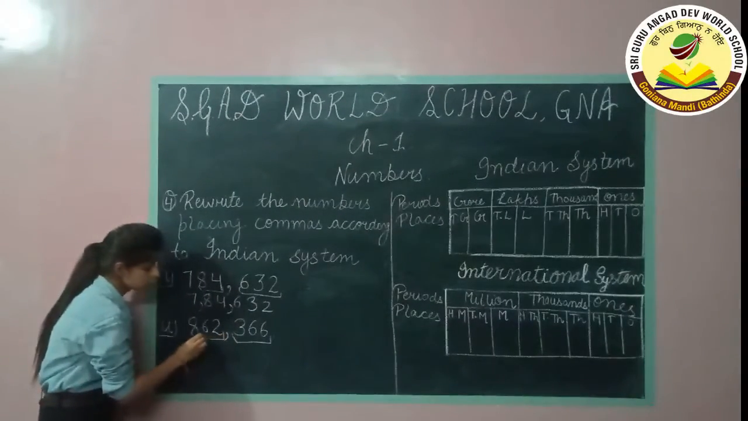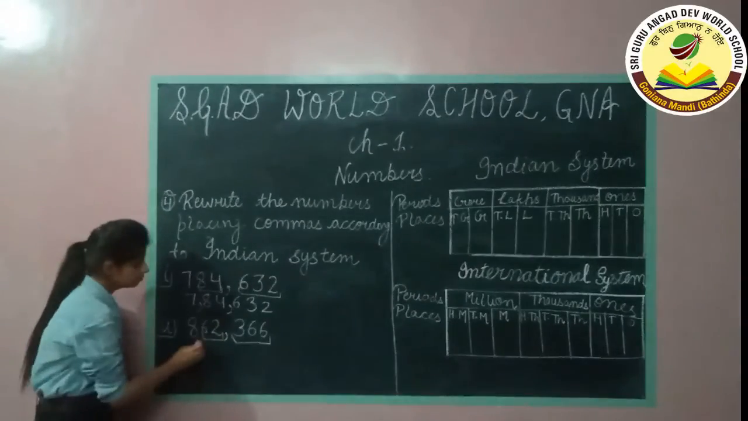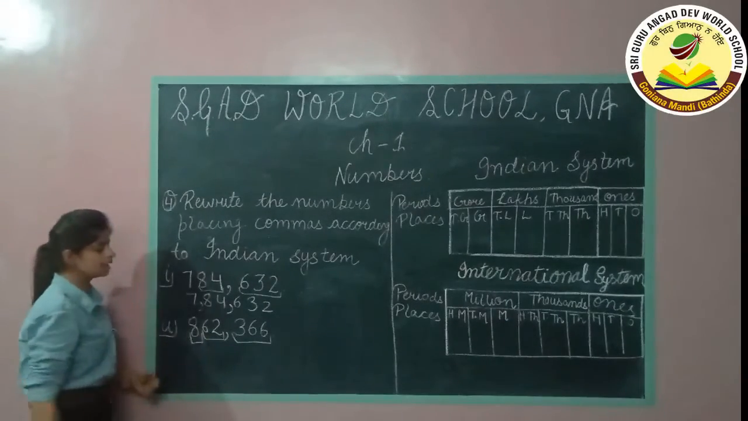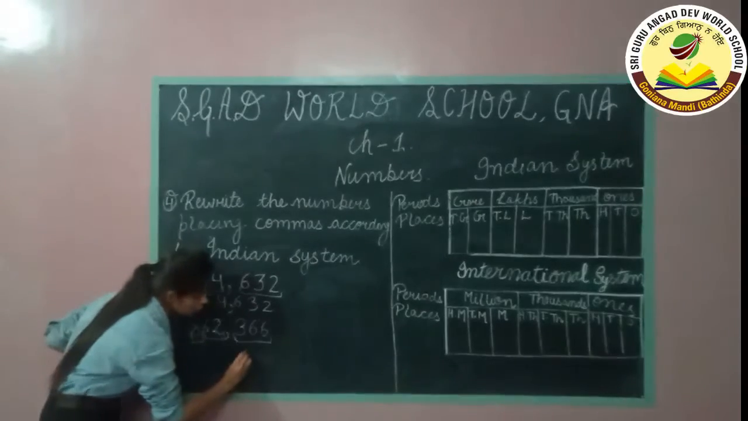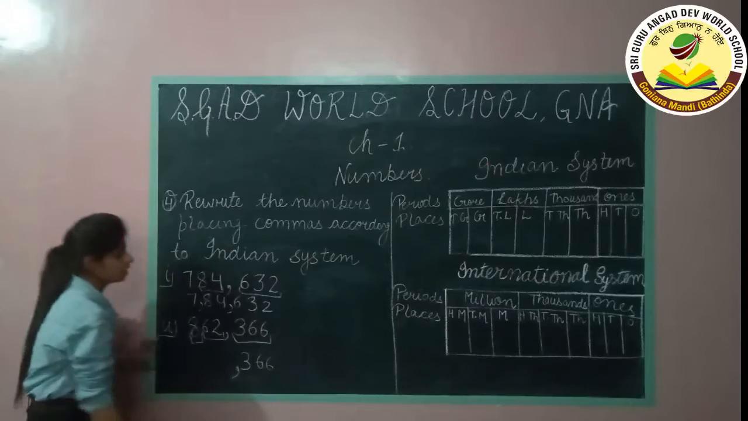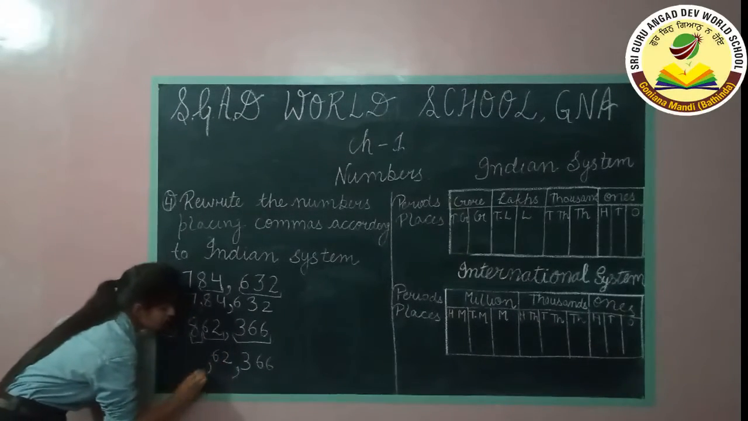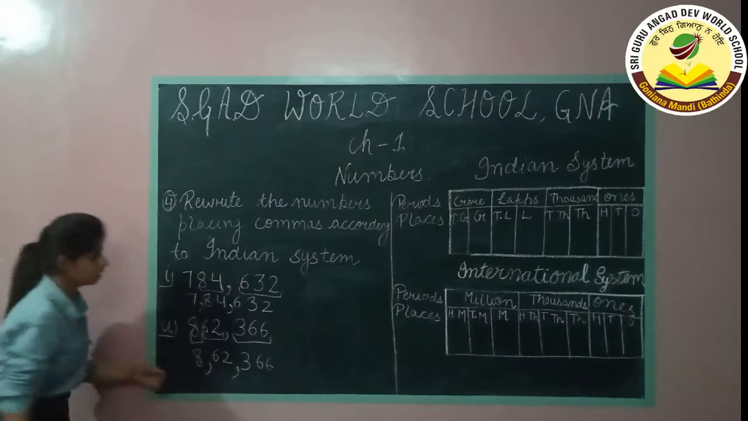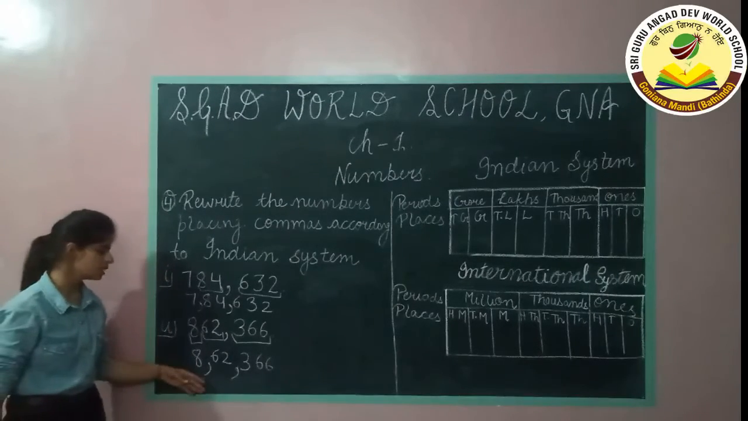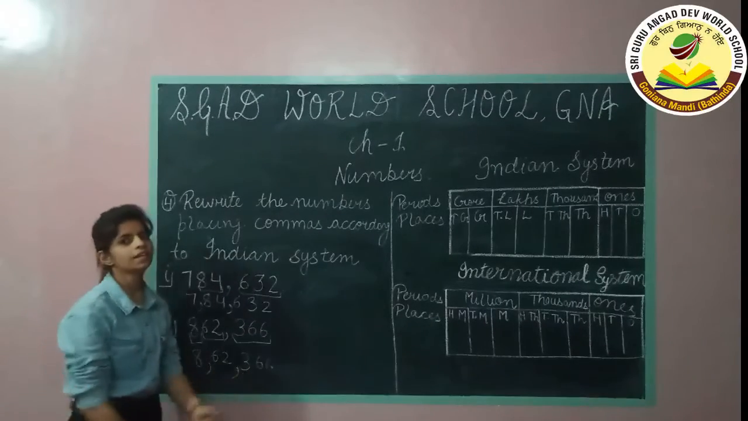And another question. This is the ones period according to the Indian system, this is the 10,000 period, and this is the lakhs period. We place a comma according to this: 366, placing comma, then 62, placing comma, then 8. This number is pronounced as 8,62,366.